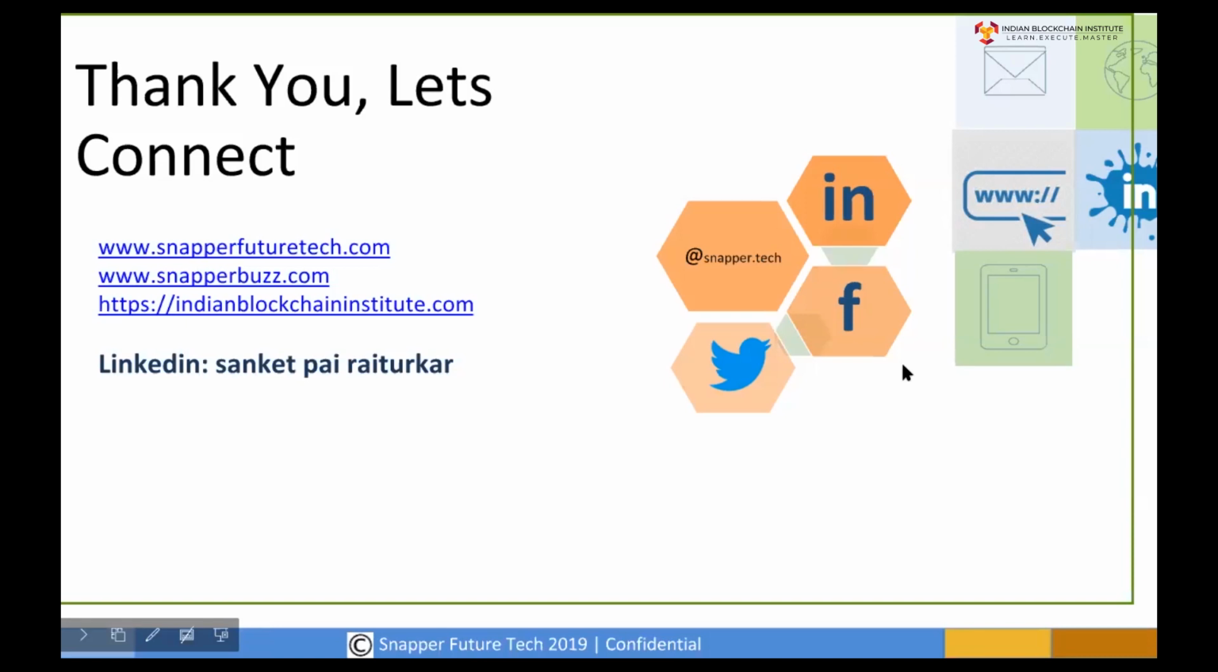And Fabric, if I talk about the current industry scenario, is mostly used for supply chain, and Corda is basically for financial, I mean, BFSI kind of thing. And yeah, so there are many differences between Fabric and Corda.